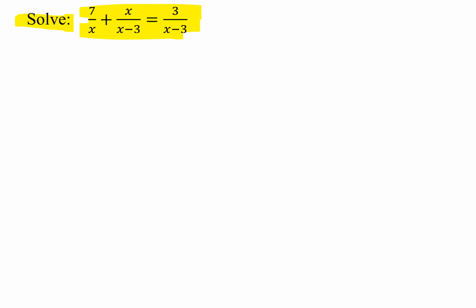So the first thing we need to do is find the least common denominator. And the way to do that is you go to the first denominator. I definitely need an x in my LCD. Go to the next denominator. I need an x minus 3. I don't have one, so I have to multiply my x times x minus 3. Go look at the last one. Do I already have an x minus 3 there? Yes. So my LCD is the quantity x times x minus 3.